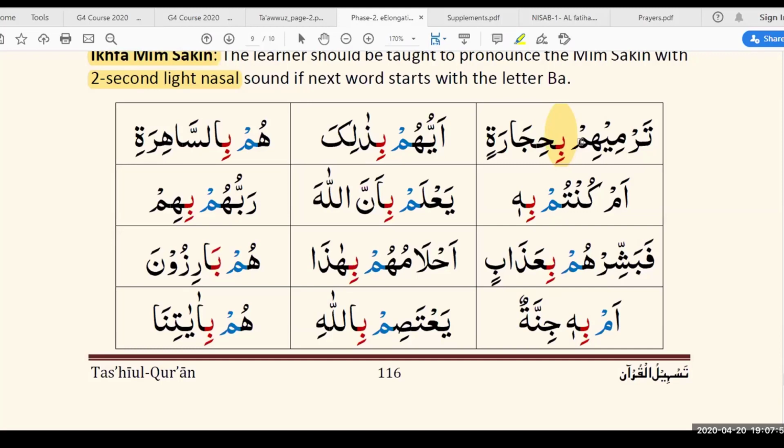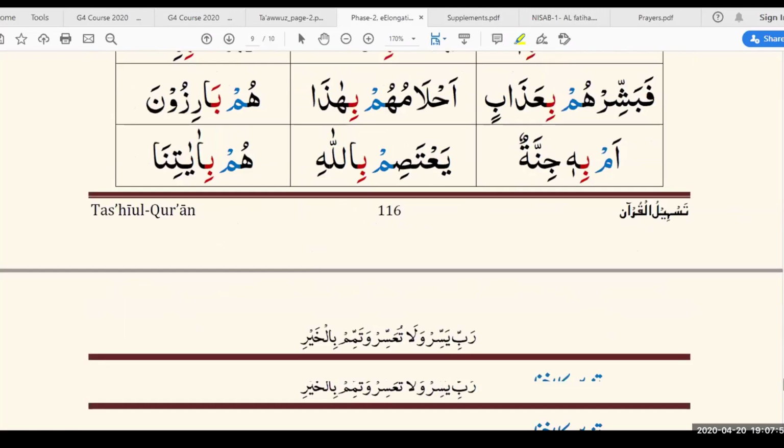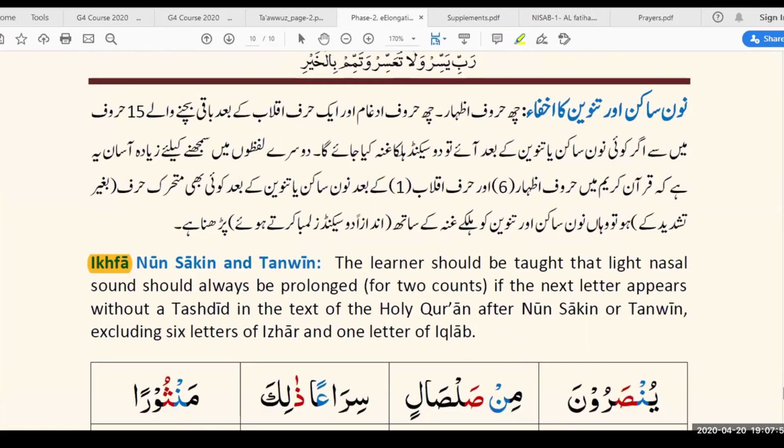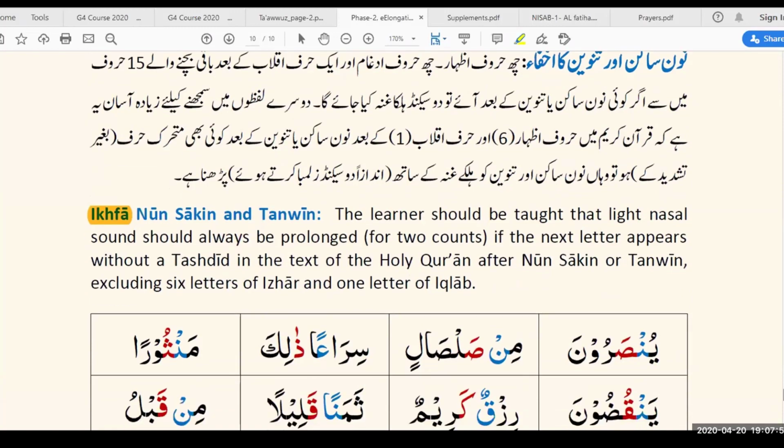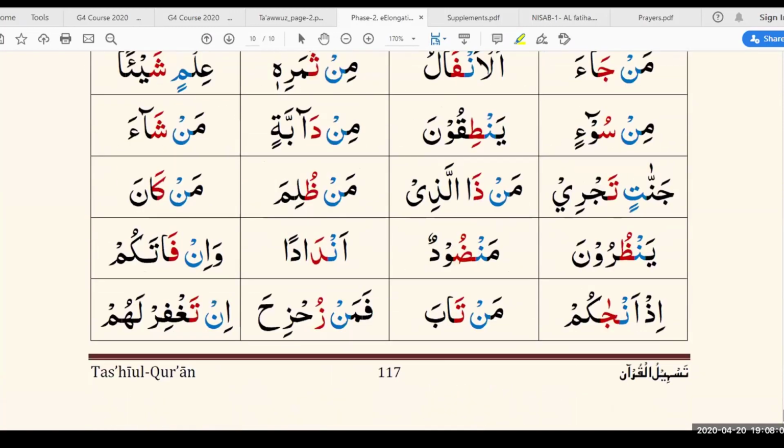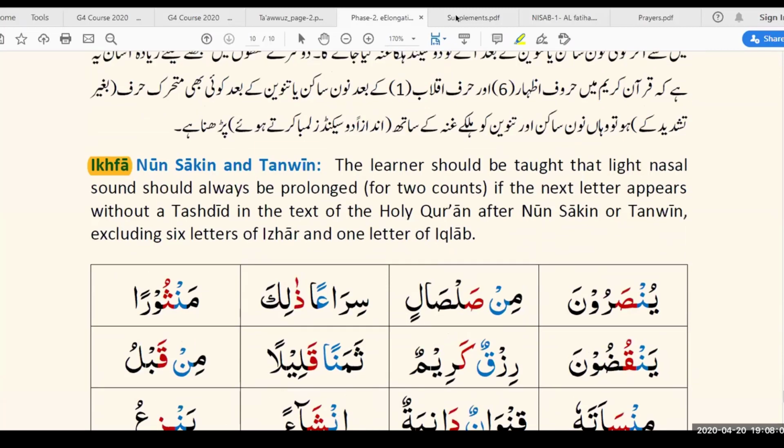Another thing that I want to mention about ikhfa before we get into the practice stage. Sorry, I don't know what's happening. I have a dry throat today.